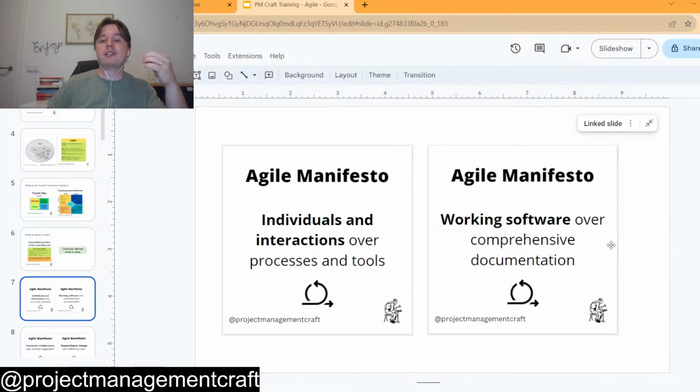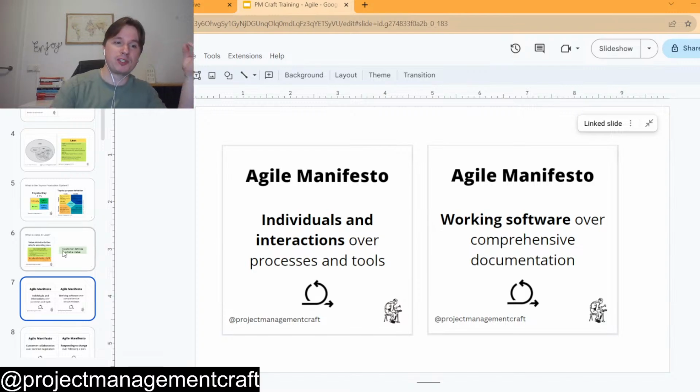So you can see that the value of software development for a customer in the end is the software itself, and the software is working. So when the Agile Manifesto talks about working software, you can understand that as value delivery. And then here again, you see the idea of over comprehensive documentation. Again, not that documentation is not important, only that you should focus more on value than documentation.